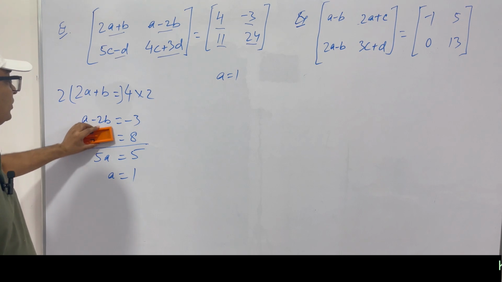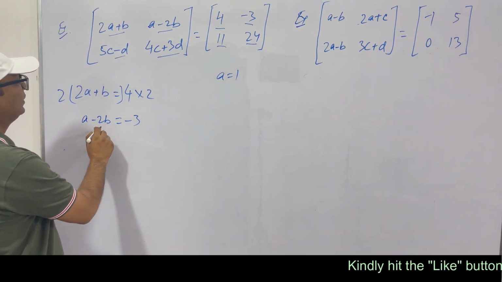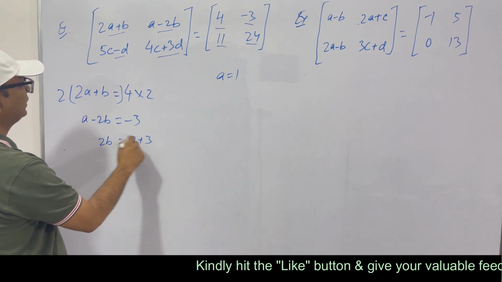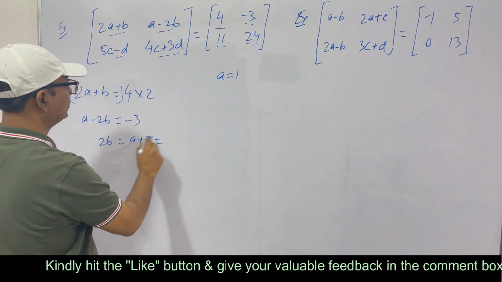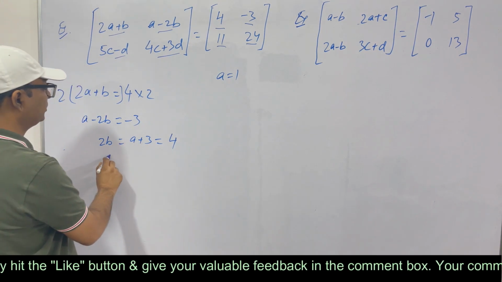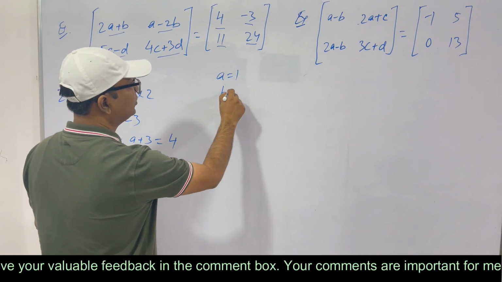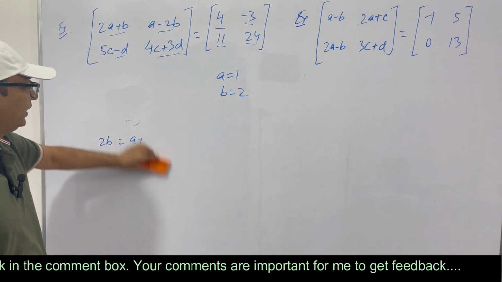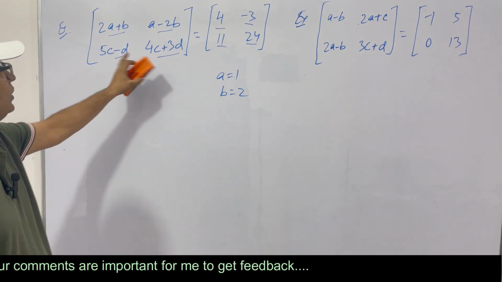From any of the two equations we can get the value of b. Here what we have? 2b is equal to a plus 3. What is a? a is 1. So 1 plus 3, 4. So b is equal to 4 by 2, that is 2. So the value of b is 2. We have got the values of a and b. Now let's see the second row.